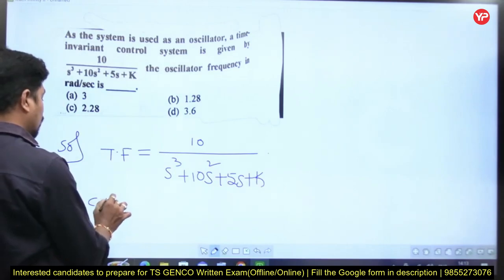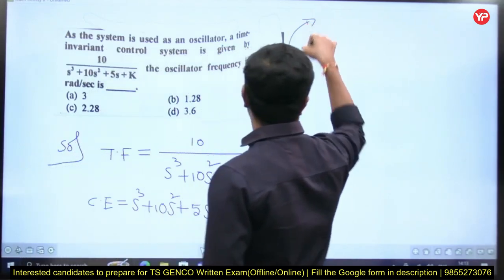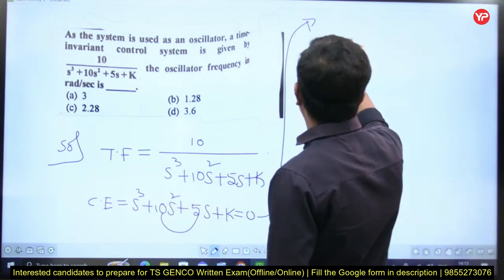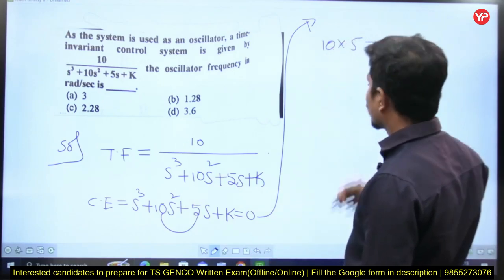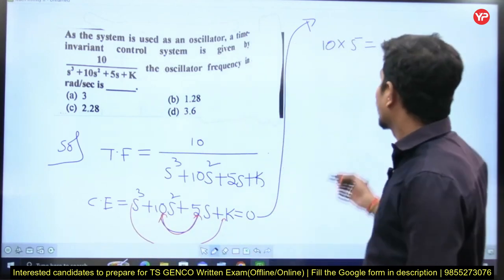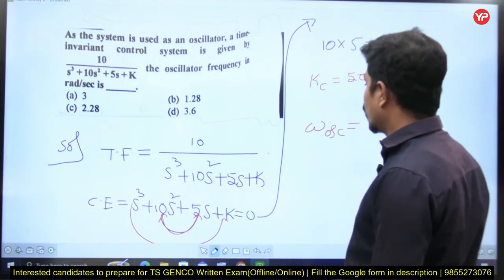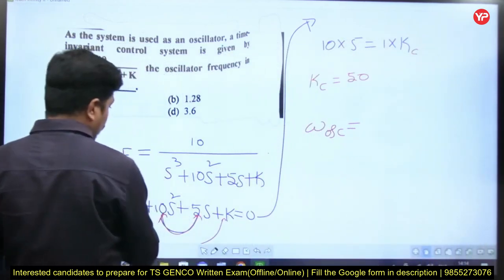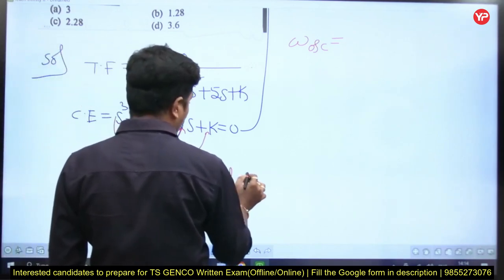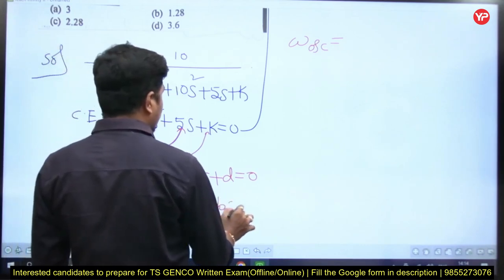If this is oscillating, what is the characteristic equation? s cubed plus 10s square plus 5s plus K equal to 0. For this to work as an oscillator, the internal product, that is the s square coefficient times the s coefficient, 10 into 5, must be equal to the external product, 1 into K. Internal coefficients product must be equal to external coefficients product. This we call the critical gain or marginal gain, KC. So KC is equal to 50. For omega of oscillations, compare with the characteristic equation As cube plus Bs square plus Cs plus D equal to 0. For it to be marginally stable or to give oscillations, the condition is BC must be equal to AD.